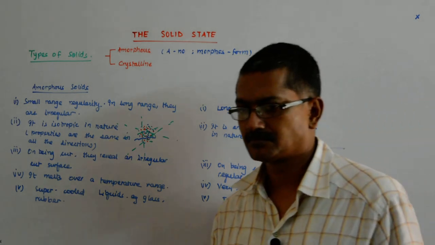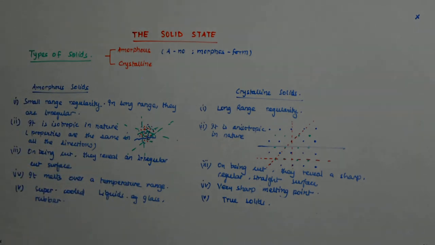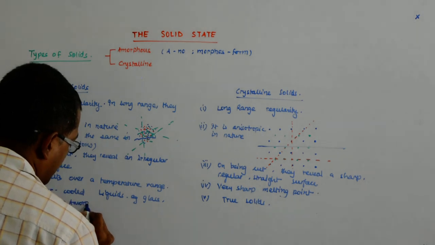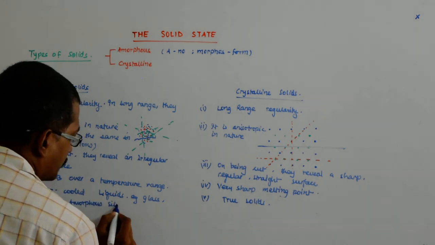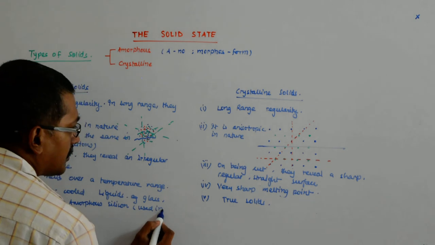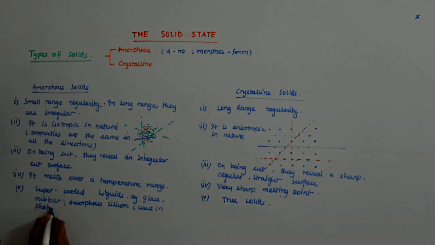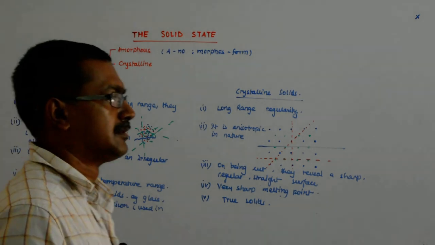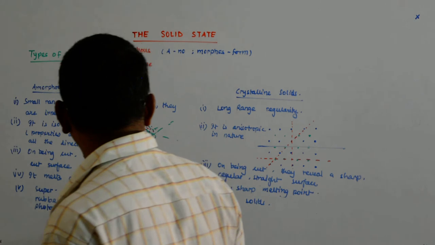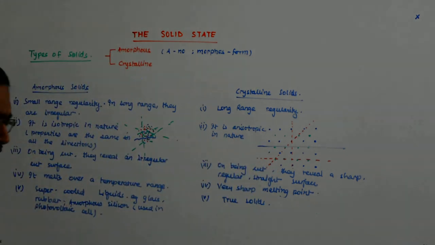Okay, so this is amorphous silicon. Amorphous silicon is used a lot in photovoltaic cells. Okay. These differences may be asked, but you should understand it from here and not try to mug it up. Fine.